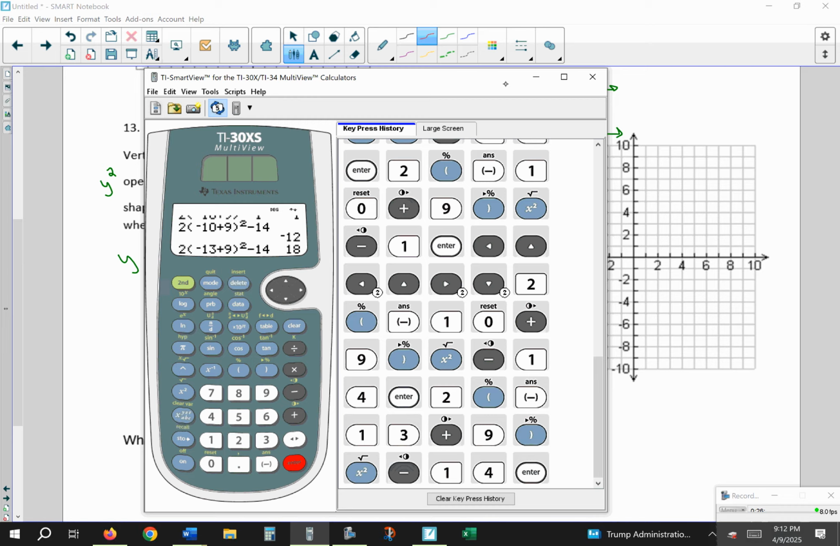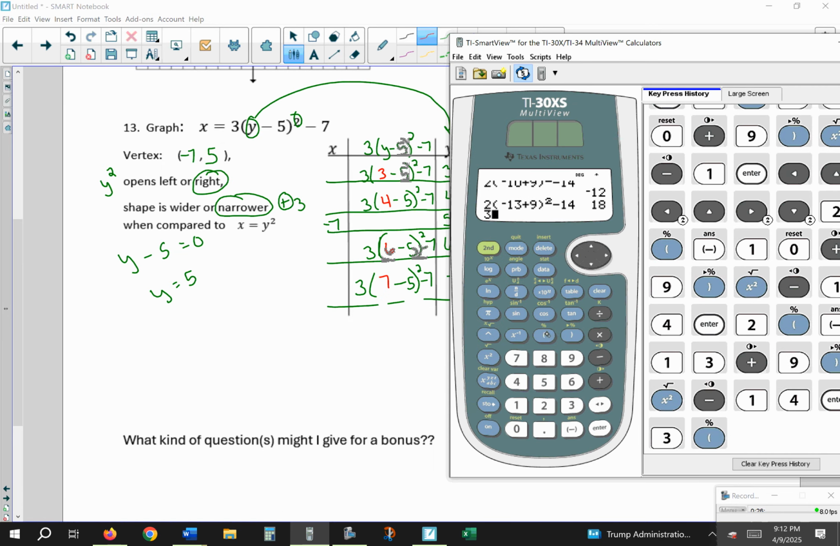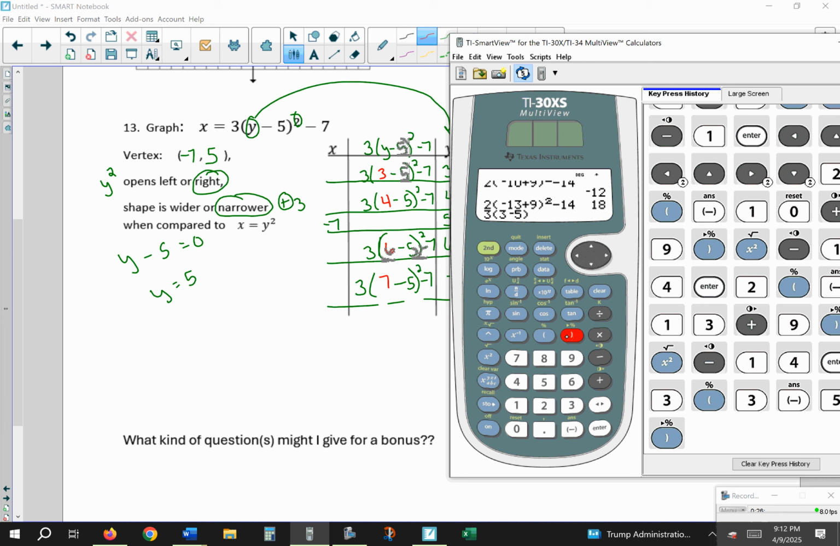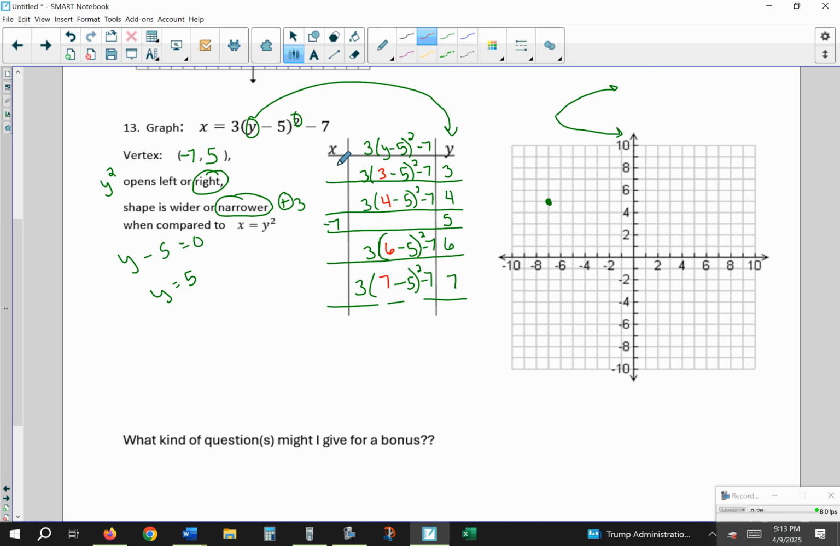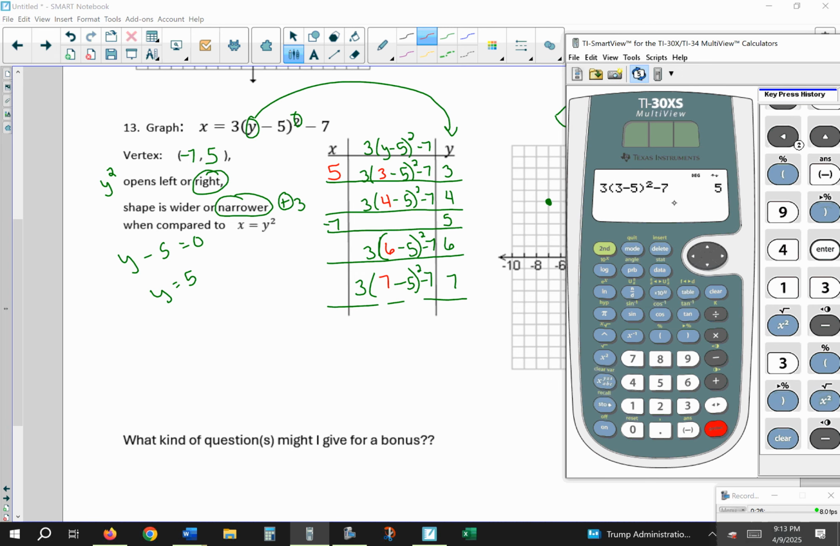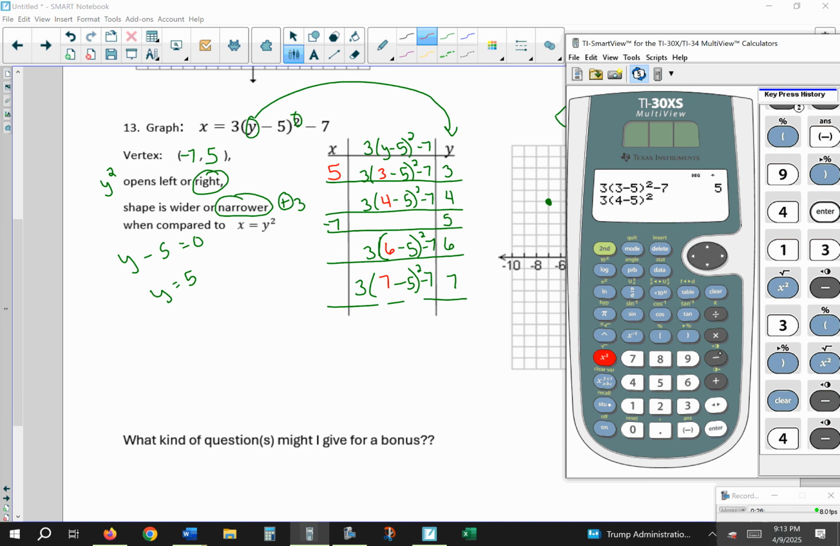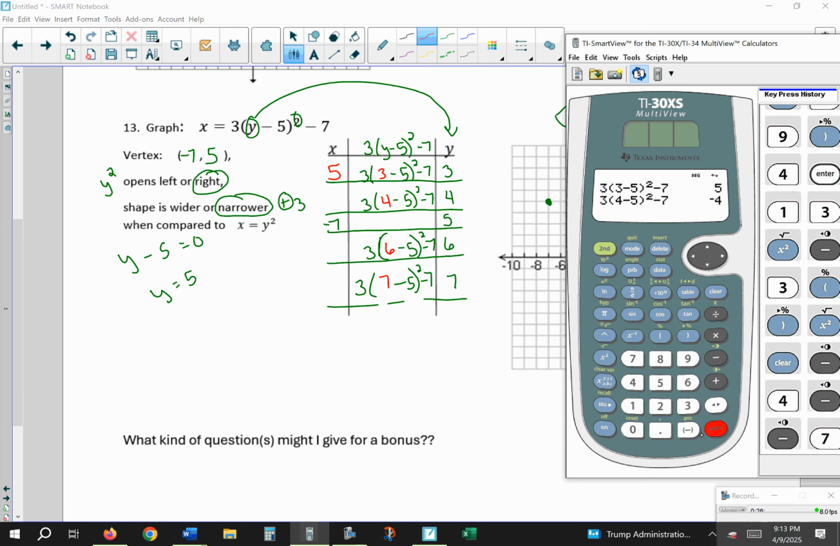And let's go to our calculator. 3 times, parentheses, 3 minus 5, close my parenthesis, quantity squared, minus 7. Whoops. I didn't do subtraction, I did a negative sign. There we go. So that one should give me a 5. Next one, 3 parenthesis, 4 minus 5, close parenthesis, quantity squared, minus 7, gives me a negative 4.